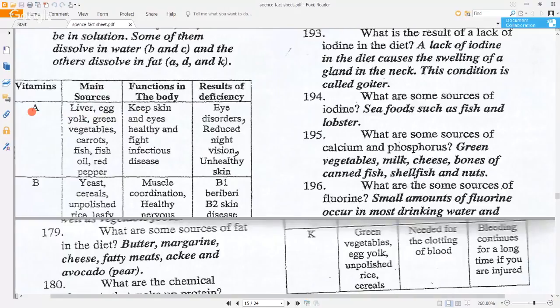So vitamin A, which is a fat-soluble vitamin, we find it in liver, egg yolk, green vegetables, carrots, fish oil, red pepper. Function, what does vitamin A help us with? It keeps our skin and eyes healthy and fights infectious diseases. If we don't have it, what happens? We have eye disorders, reduced night vision, and unhealthy skin.